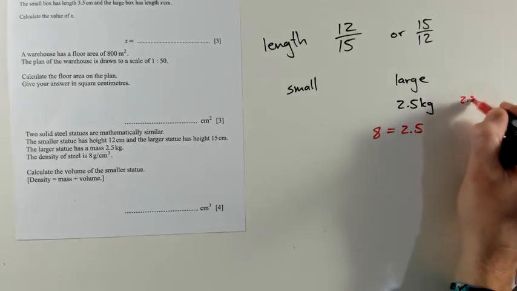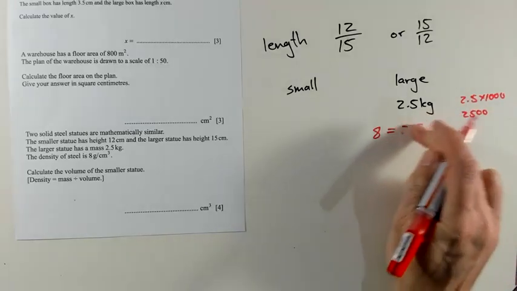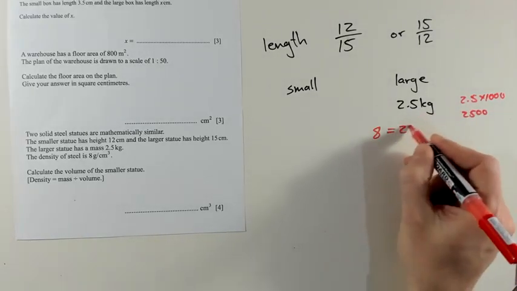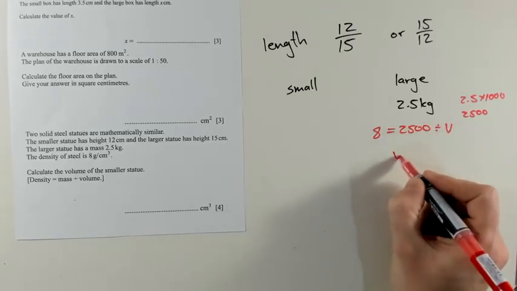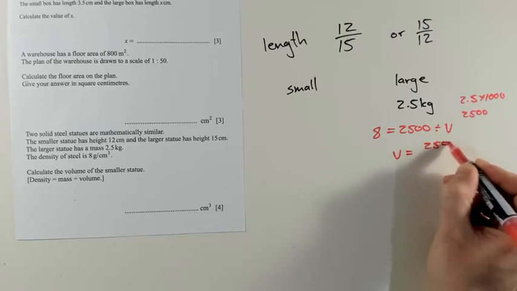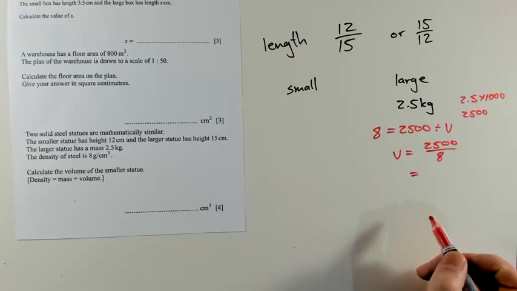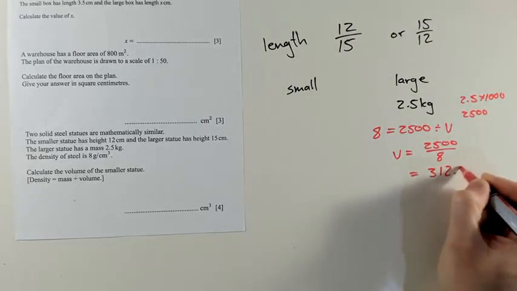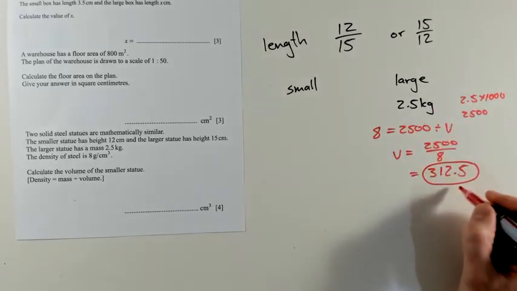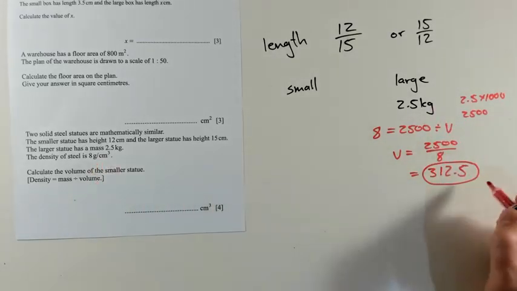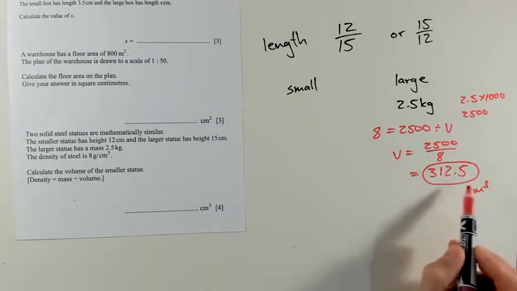So I'll have to do 2.5 times 1,000, which will give me 2,500. So this mass should be 2,500, and then divided by the volume. And if I rearrange this, then volume is just going to be the 2,500 divided by 8. And that would give me 312.5. Okay, so this is my volume, and this is in cubic centimeters. So, yeah, that's fine.